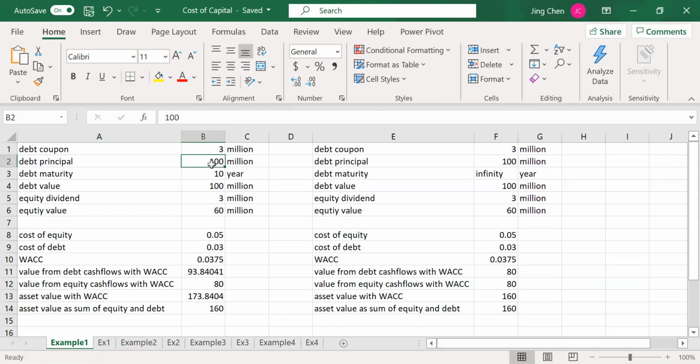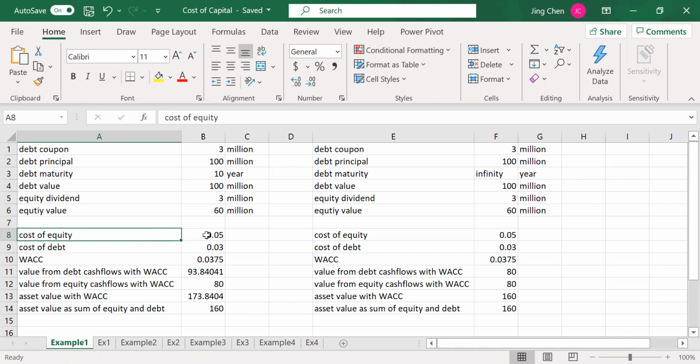Principal is 100, and the debt matures in 10 years. And the market value of debt is 100 million. For equity, the dividend is expected to be 3 million every year, and equity value is $60 million. With this data, we can calculate the cost of equity, cost of debt, and the WACC.